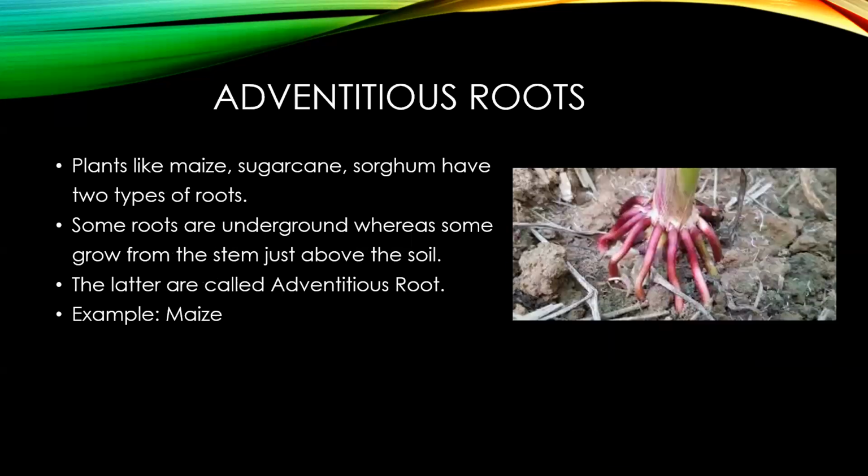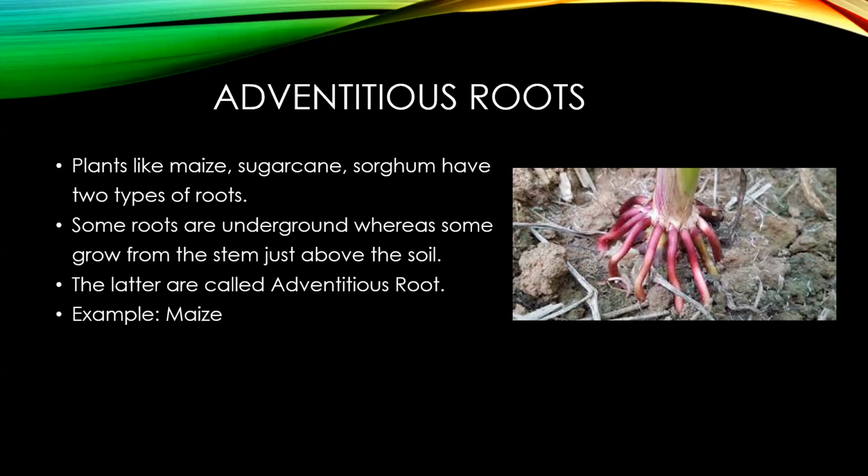The next kind of root which we are going to learn is adventitious root. Now, adventitious roots are found in plants like maize, sugarcane, sorghum. Such plants have two types of roots. Some roots are underground, whereas some grow from the stem just above the soil. The roots which are underground can be taproot or fibrous root. But the roots which grow above from the stem are known as adventitious root.